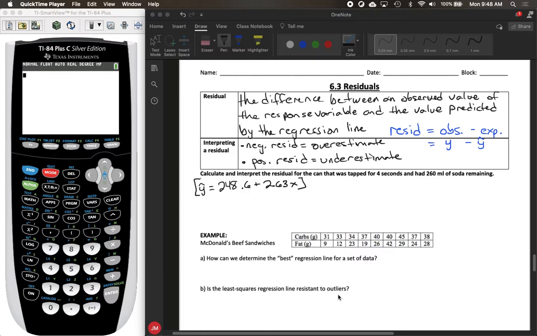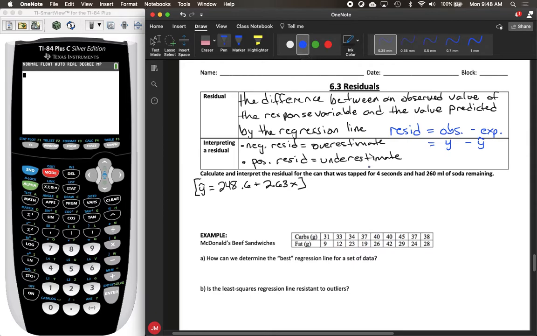To do a practice problem with this, let's calculate and interpret a residual for a can of soda from 6.2 that was tapped 4 seconds and had 260 milliliters of soda left in the can. Thinking back to that example of tapping the can of soda, I've copied down the regression equation that we were using. We first need to label all of our information. The 4 seconds is our input, our x value. The 260 milliliters is the actual observed value, so that's y.